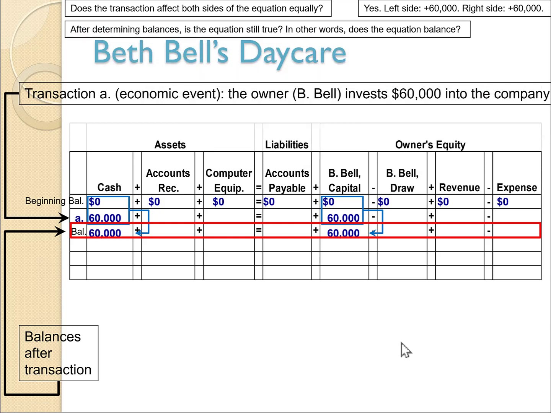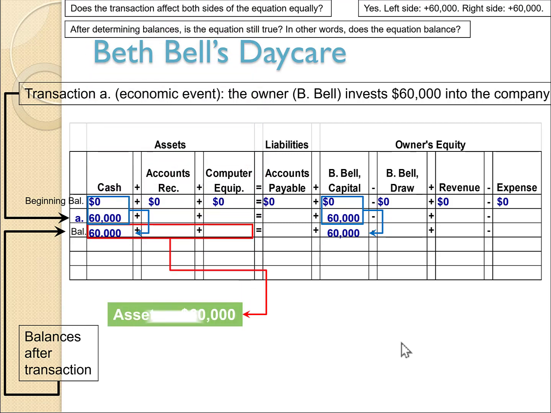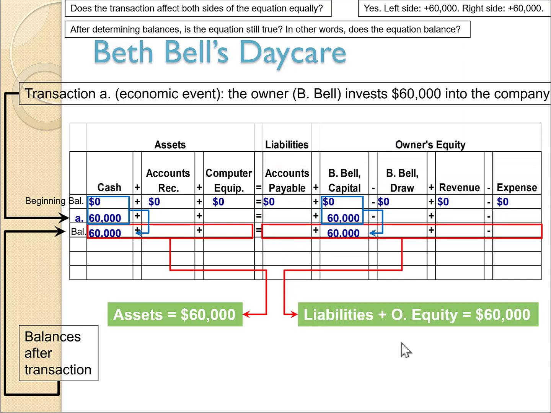So now after determining the balances, is the equation still true? In other words, does the equation balance on the balance row? On the left side, we've got 60,000. And on the right side, we have 60,000. So that is transaction A for Beth Bell's Daycare.